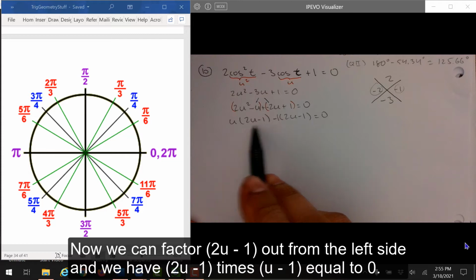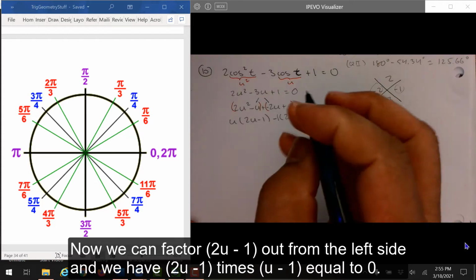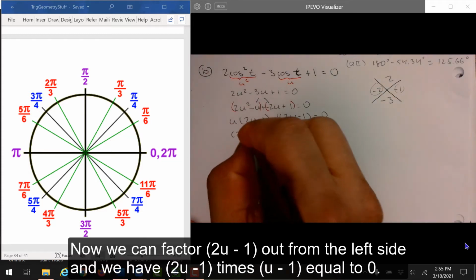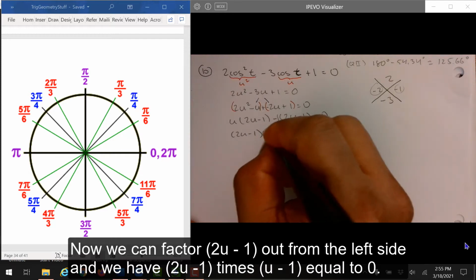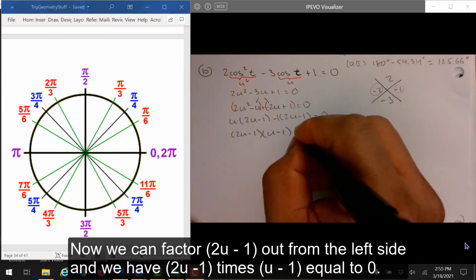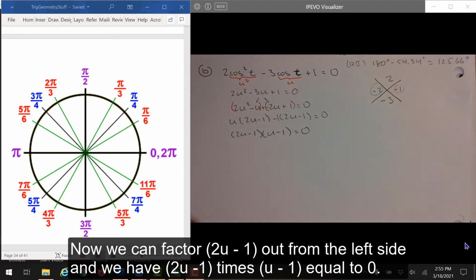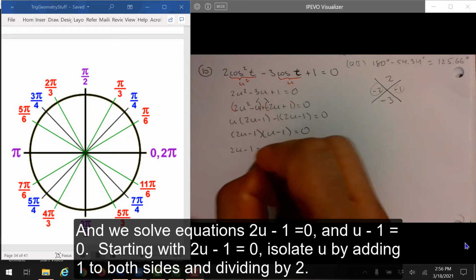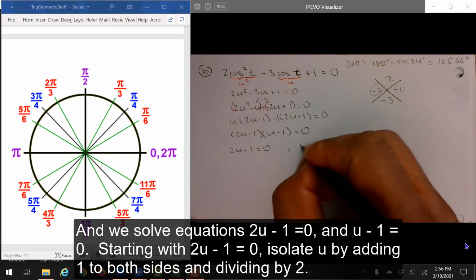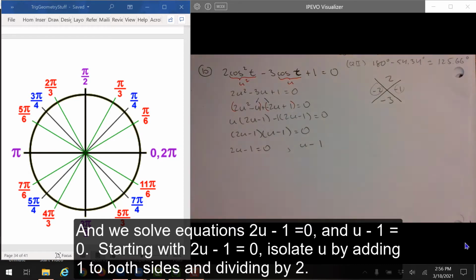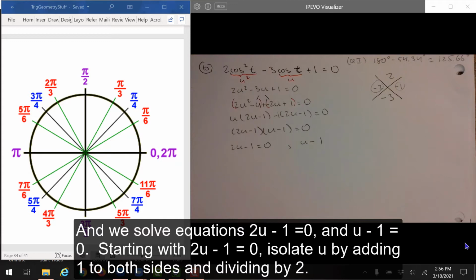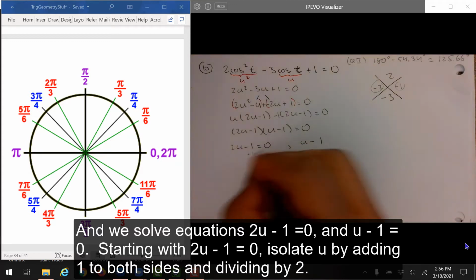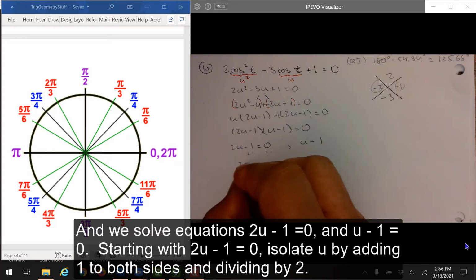Now we can factor 2u minus 1 out from the left side, and we have 2u minus 1 times u minus 1 equal to 0. And we can solve equations 2u minus 1 equals 0 and u minus 1 equals 0, starting with 2u minus 1 equals 0. Isolate u by adding 1 to both sides and dividing by 2.